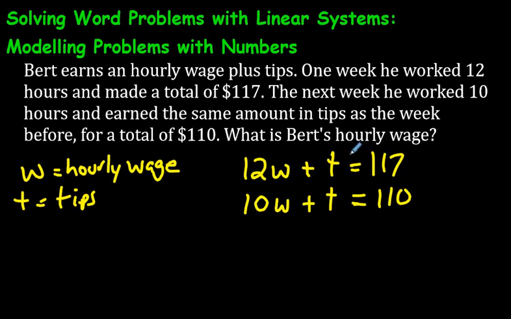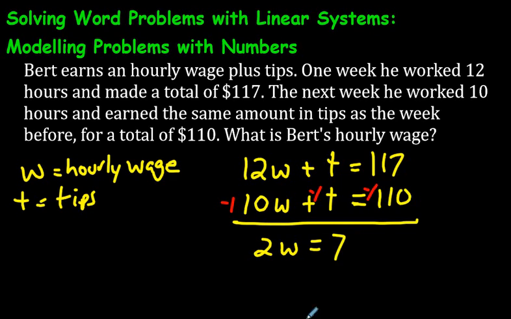So what is Bert's hourly wage? Wow, normally this would seem a little bit tricky. We're going to do a system of equations. We're going to use elimination because it's quickest. Multiply this lower one by -1. So -1 times that, -1 and -1. All that does is change the sign. So we're going to have 12 minus 10 would give us 2W. These two would cancel, which is what we were hoping to do, eliminating them. And 117 minus 110 is 7. That means if we divide both sides by 2, we know that his hourly wage is $3.50.